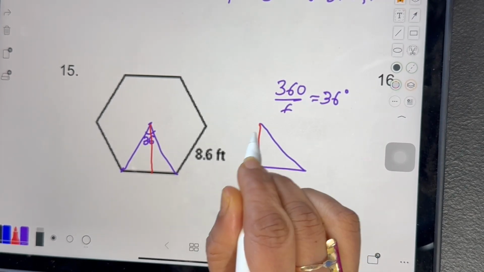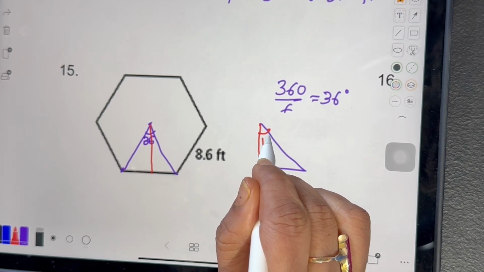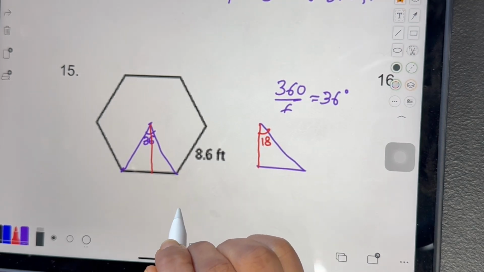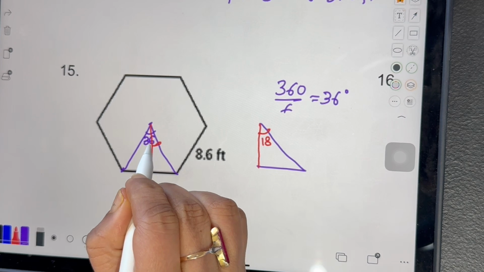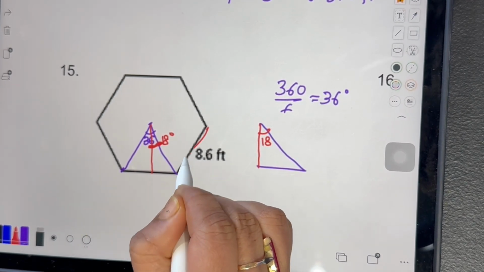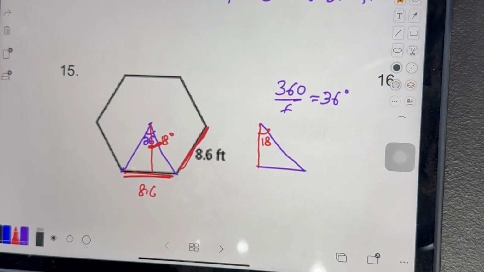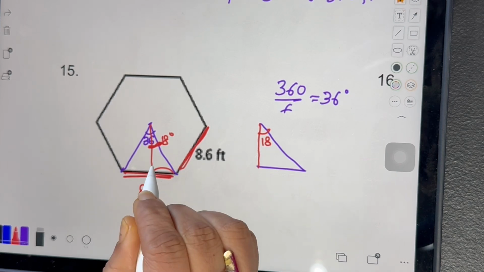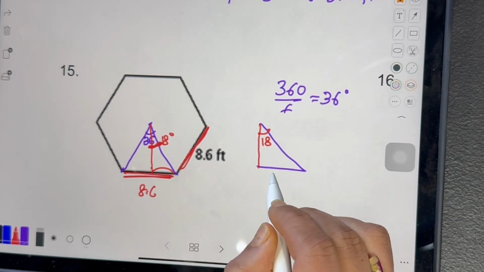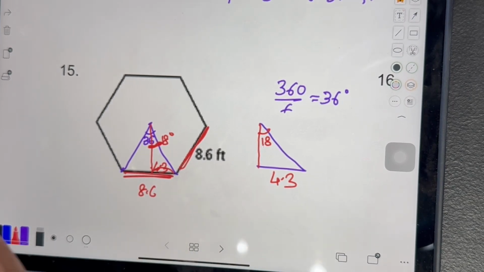This is that red line. So that half angle will be 36 divided by 2, which is 18 degrees. Just half of the angle is 18 degrees. This whole side is 8.6. What will be the half of that? Half of that is 4.3. So this is 4.3.